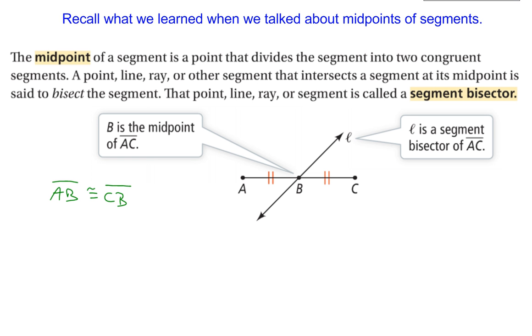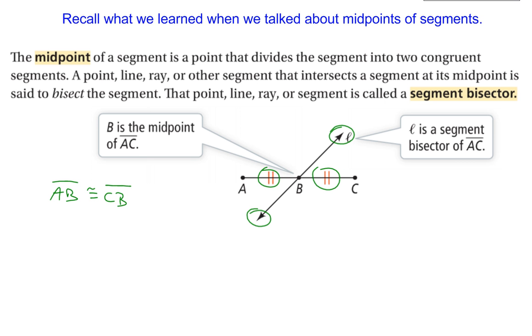AC does not do anything to L because a line cannot be bisected. A line, as you can see, goes on forever and ever, and as we said in class, you cannot bisect infinity. But L, this infinite line L, definitely bisects AC to the point where AB and CB are congruent, and the way we note that in geometry is with these hash marks.